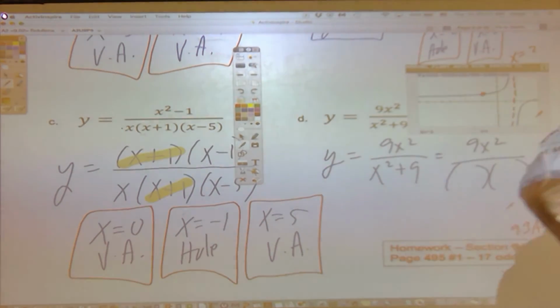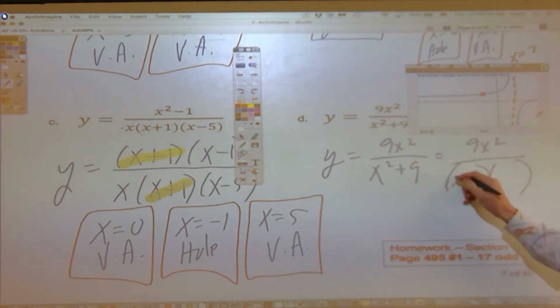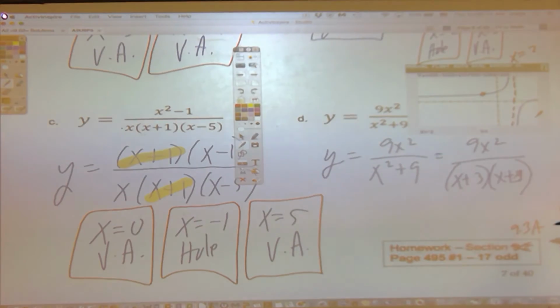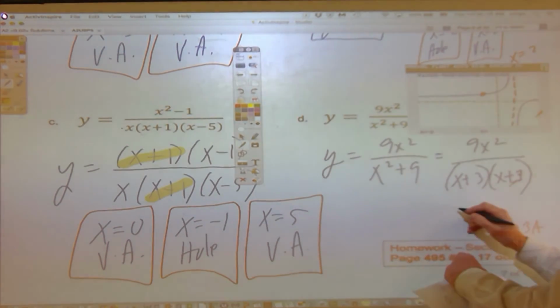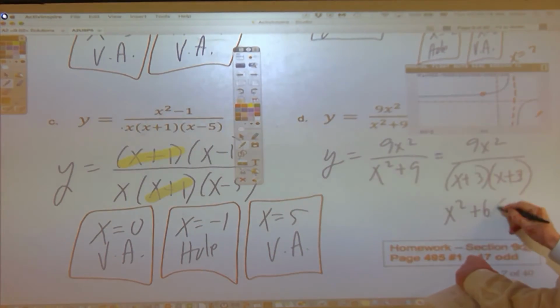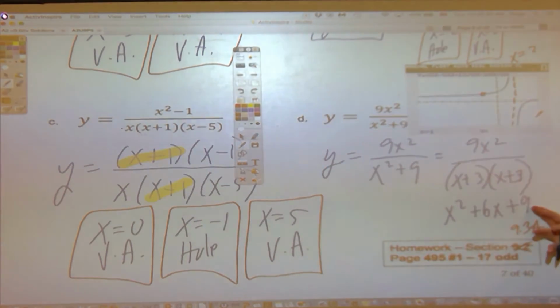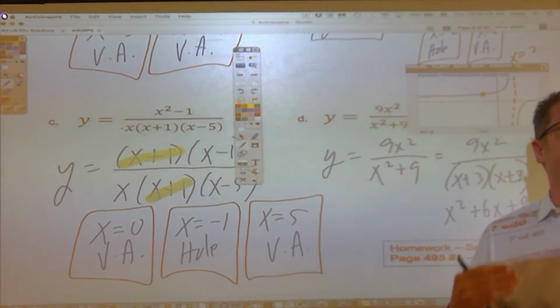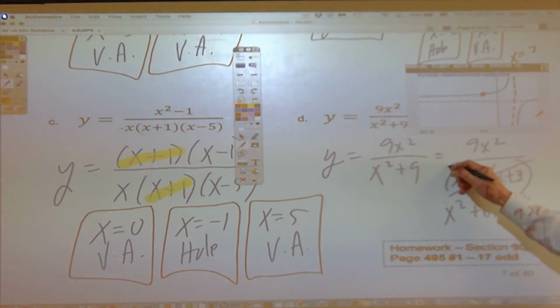Who's got it? Owen. X plus 3 squared. X plus 3 times x plus 3. Nice try. It's not correct, because when you do the FOIL method, you get x squared, outers and inners give you 6x plus 9. It doesn't match up. It turns out that you cannot factor x squared plus 9. It's prime, cannot be factored.